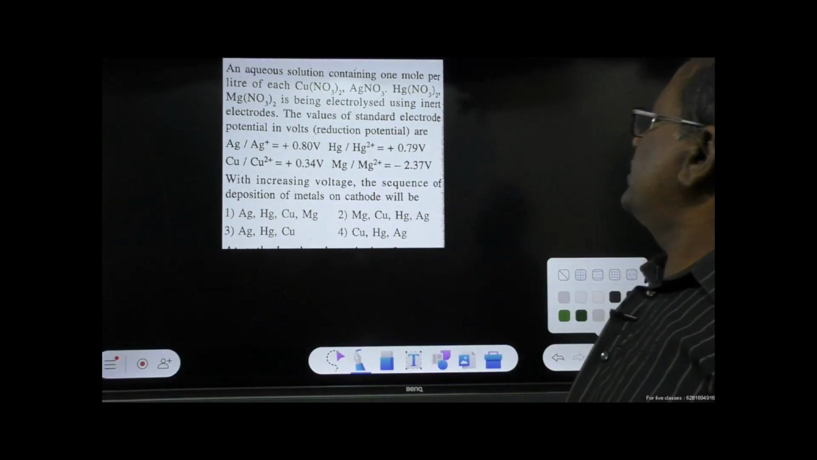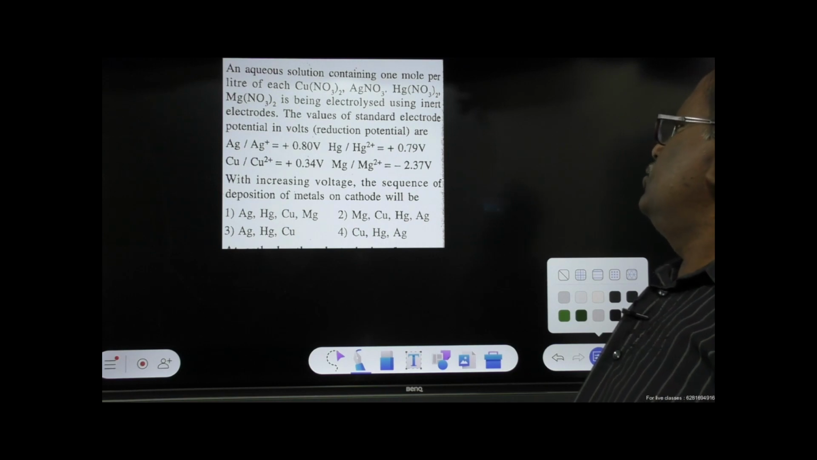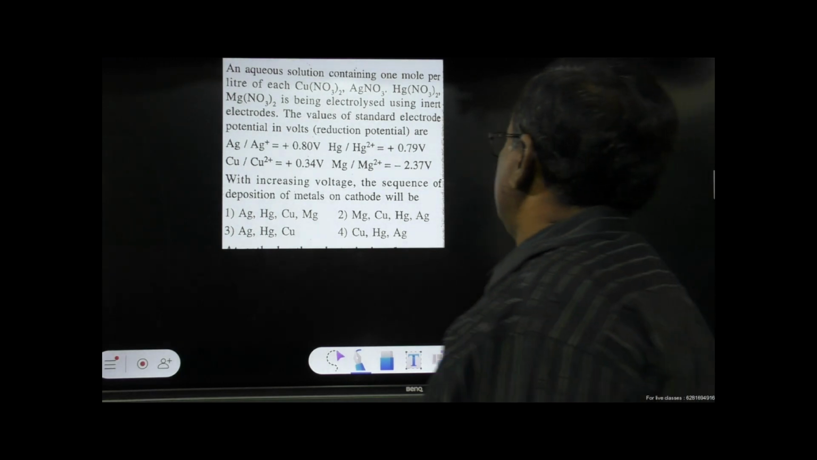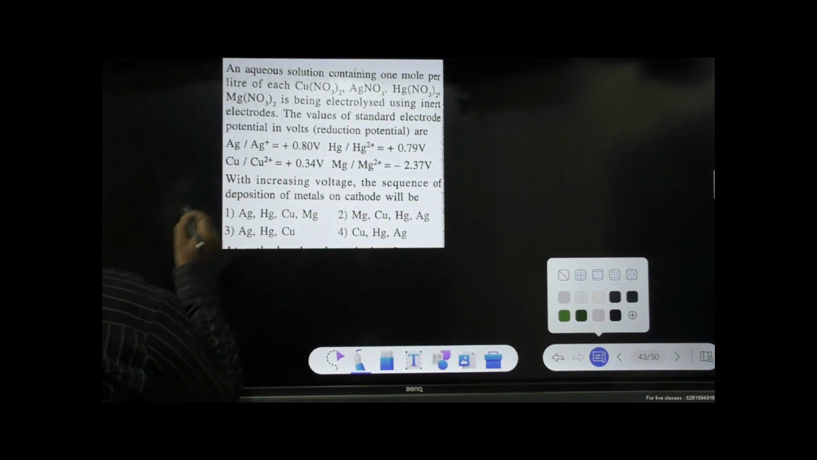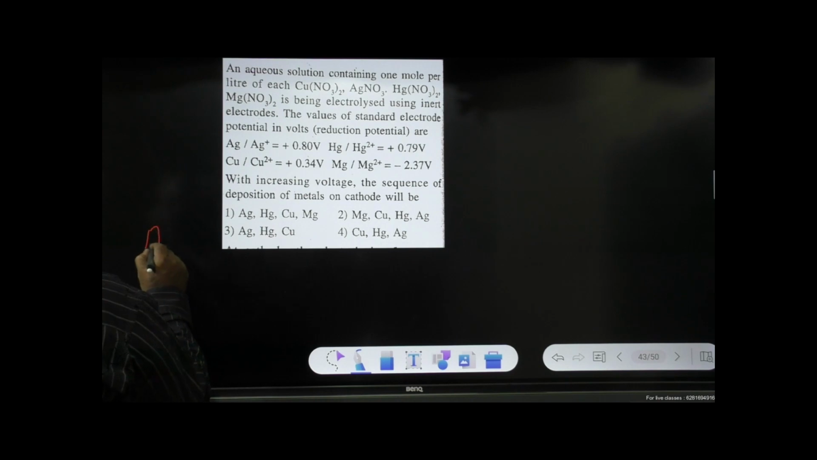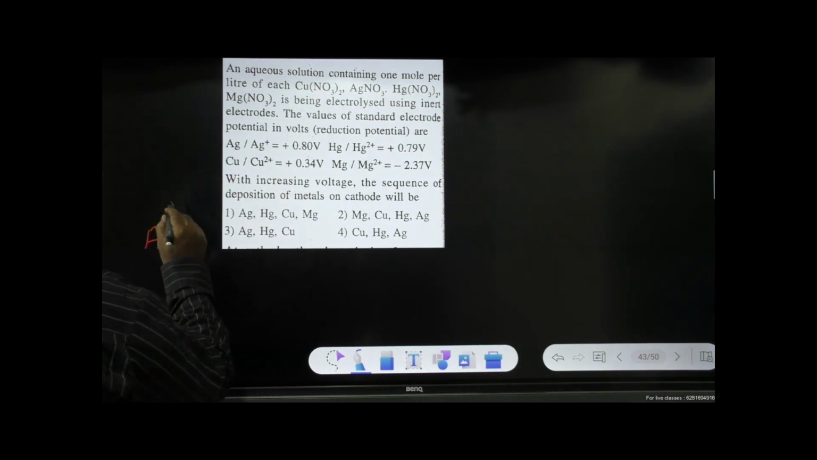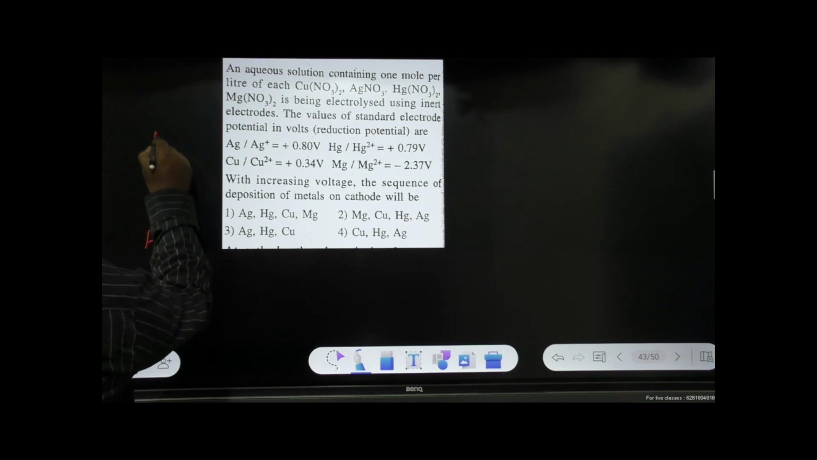An aqueous solution containing 1 mole per liter each of CuNO3, AgNO3, and Mg plus 2 is being electrolyzed using inert electrodes. The values of standard electrode potentials are given. At the bottom we have Ag, above it Hg, then above that Cu, then above that Mg.